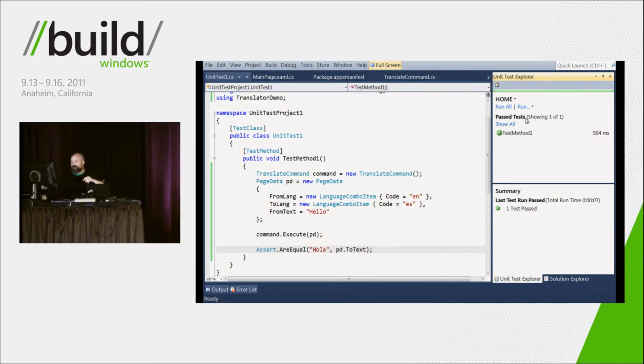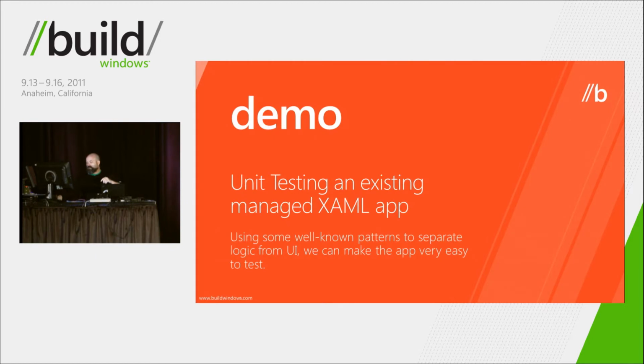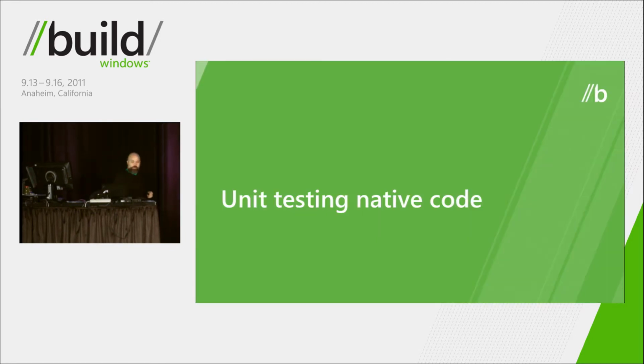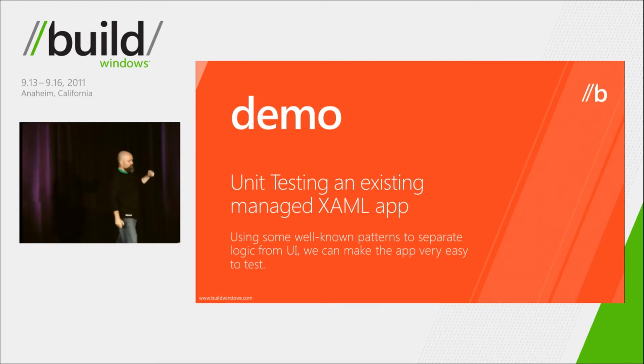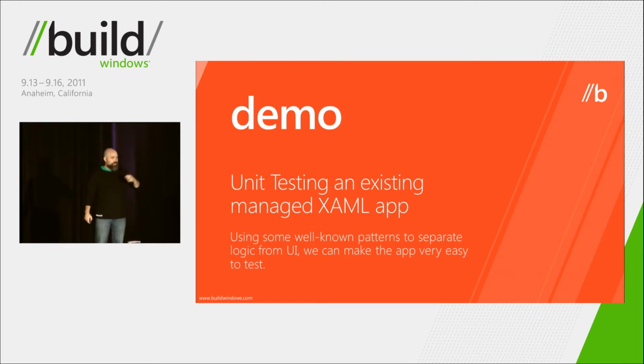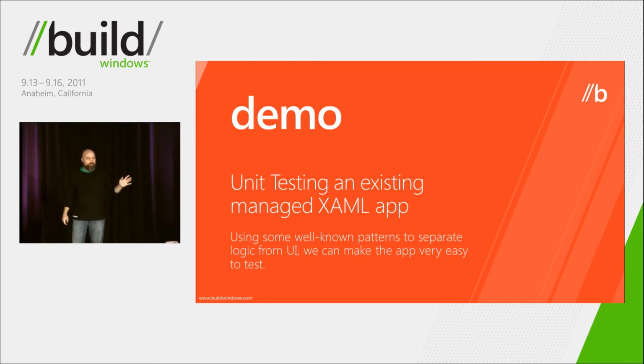Let me jump back over to here. All right, so what we saw there was we took that code out, we tested it in isolation, we took it out of the XAML, we removed a lot of the XAML complexities from the problem, and it allowed us to focus on the code.